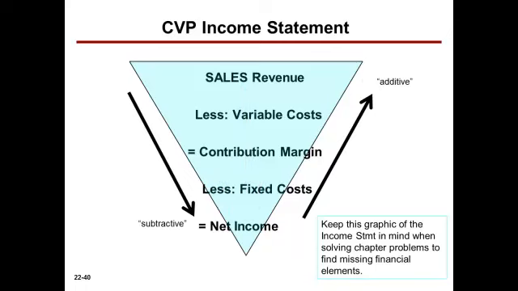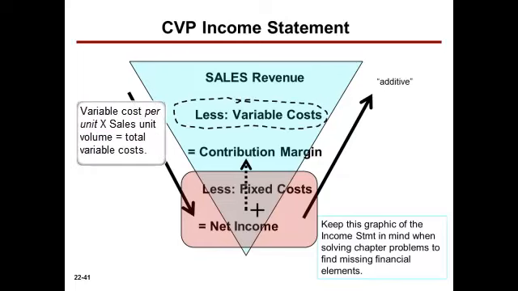If we're given data at the bottom like total profit, we can add up. For instance, if we're given net income and total fixed costs for a period of time, we can calculate contribution margin by simply adding the two. Net income or profit plus fixed costs will give us contribution margin. Once we know contribution margin, if we know variable costs, we simply add those two together to derive sales revenue.